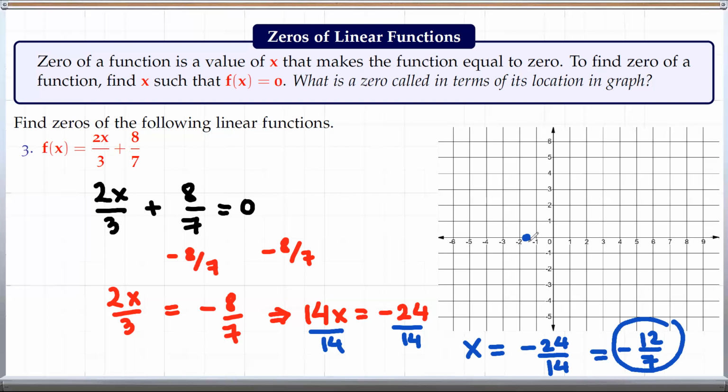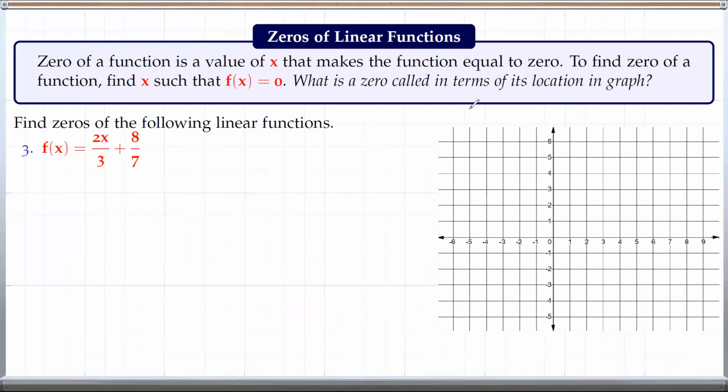And we need one more point to be able to graph this function. When x is 0, y will be simply 8 over 7 because that part becomes 0. So when x is 0, y is 8 over 7. 8 over 7 is little over 1, somewhere over here. So the graph of this function must go through those 2 points. So I believe the graph will look like that one. And of course, it should extend on both sides. So this is the graph of this function. All right, so we are done with this example.